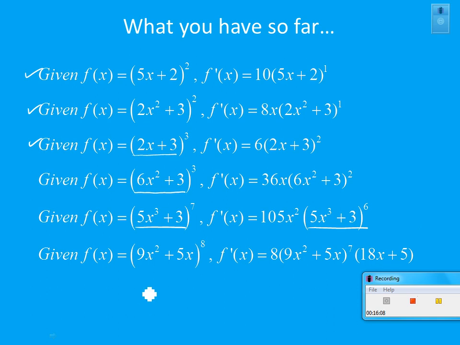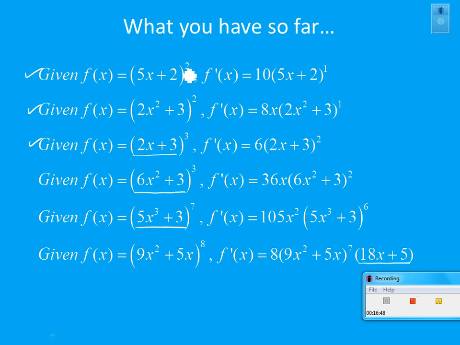Look at this last one. I had 9x squared plus 5x to the 8th, so I also have 9x squared plus 5x to the 7th. Hey, notice I got an 8 out front. And then look at that 18x plus 5. Let me throw this bone to you here. What's the derivative of the parentheses? The derivative of 9x squared plus 5x is 18x plus 5. So notice how that showed up. Okay, hang with me a second now. Let's go back up to the top.